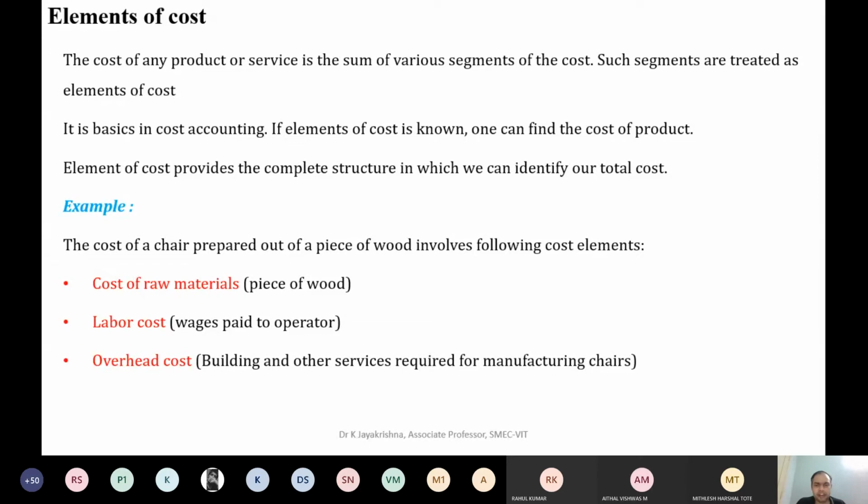First, if I'm manufacturing a chair, that's the example I took. The cost of the chair will be determined by the cost of the raw material, how much wages I have paid as labor charges, and what the overhead charges are. You should understand that overhead means something extra we pay in excess, like building the facility or making the other facilities available to manufacture a chair.